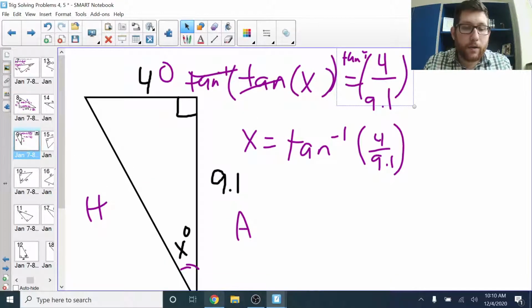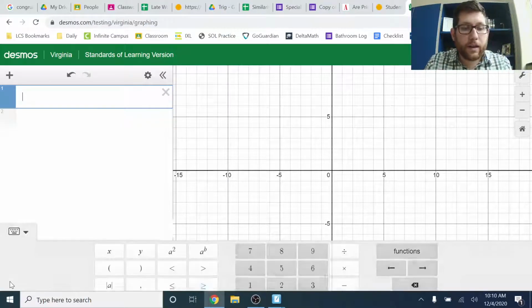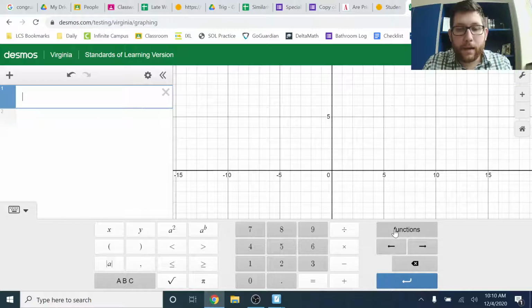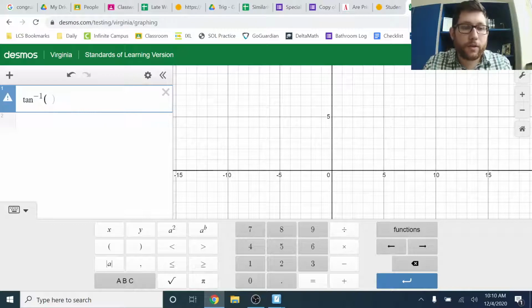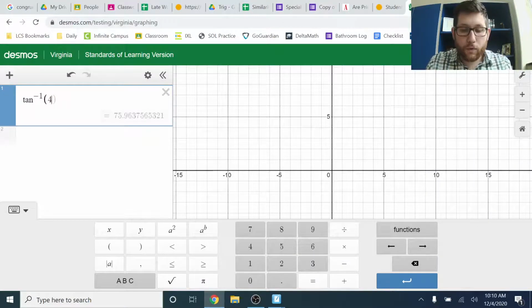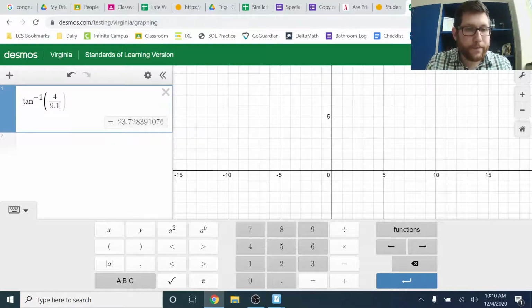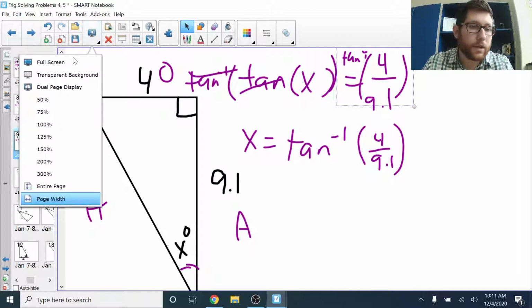Now, there is a keyboard shortcut for this, but let me show you another way to get there. You can hit your little show keypad and come over here to functions, and notice here's our tan inverse. There's probably a shortcut to it, but it's probably just faster to go to your functions and do it that way. And then it was 4 over 9.1, and we end up with 23.7. 23.7 as a final answer.